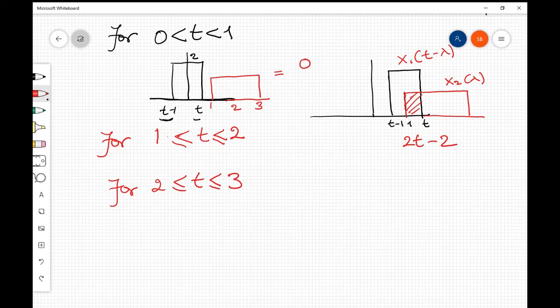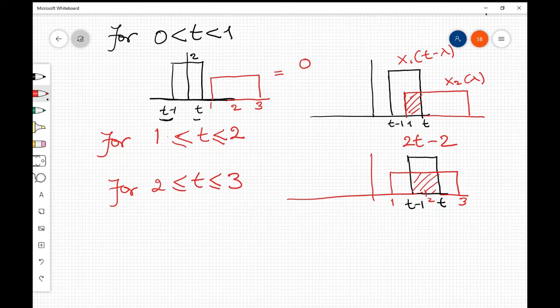So in that case I am going to have x, and I'm going to shift this more. Still this is t minus 1 and t, but the red one is going to be here now. I'm going to have here 1 and 3, and here I'm going to have 2. So now the common parts are a little bit more. So in that case, between 2 and 3 I will have this, the integration value.